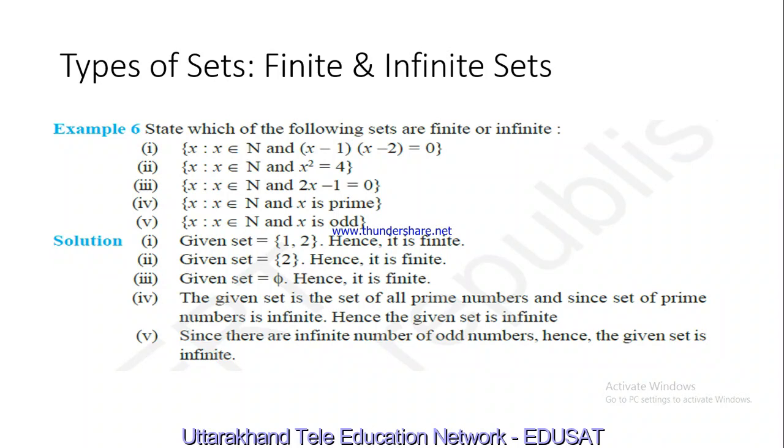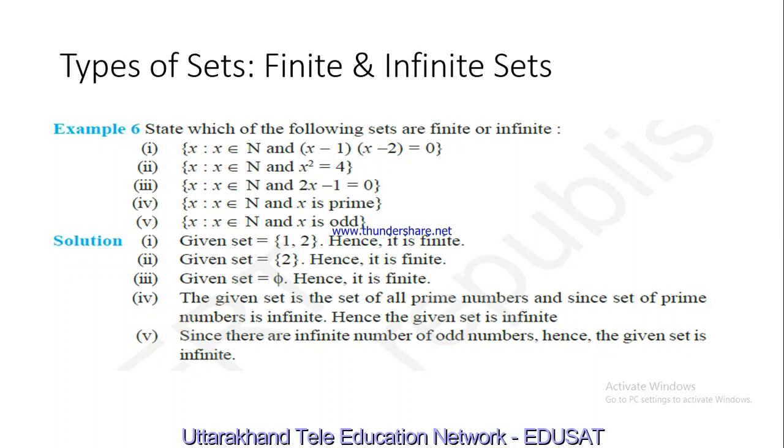X such that X belongs to N. N here denotes the natural numbers 1 to infinity: 1, 2, 3, 4 to infinity. So X such that X belongs to natural numbers and (X minus 1) into (X minus 2) is equal to 0. You would recall from your classes in secondary school that (X minus 1) into (X minus 2) is equal to 0 would mean that X is equal to 1.